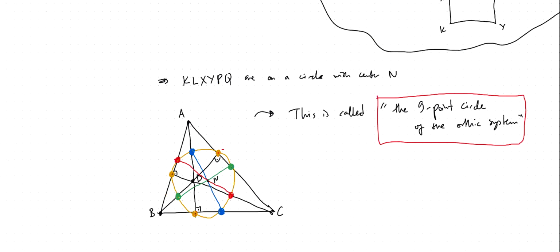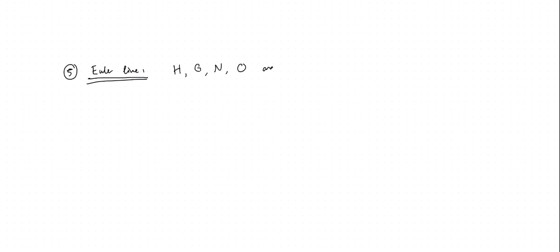So today I want to continue with further information about triangle configurations, the continuation of the previous page. The next thing I want to tell you is the Euler line. Have you heard of this? So what this says is that H, G, and O are collinear in a triangle.